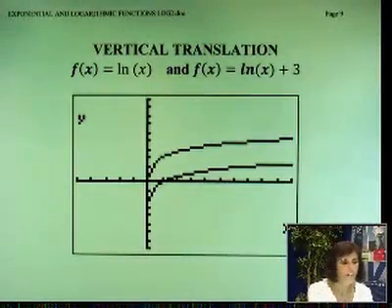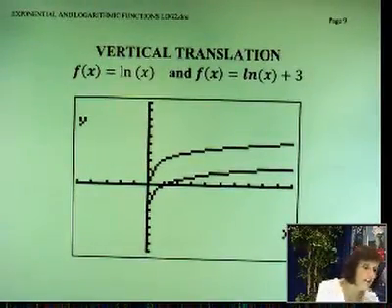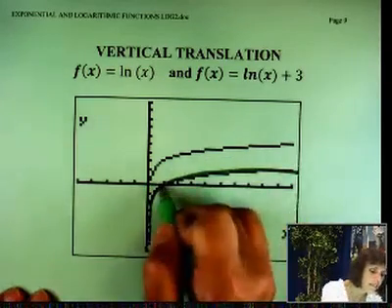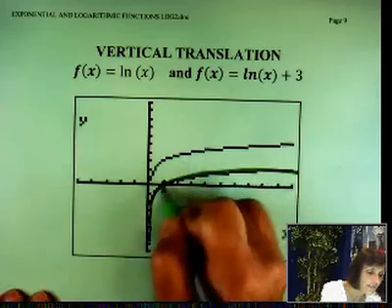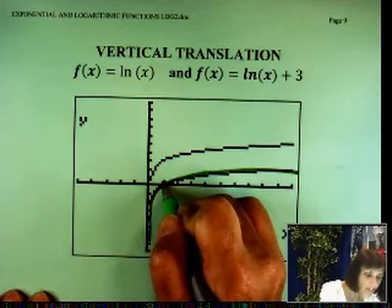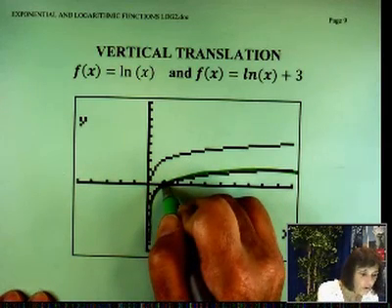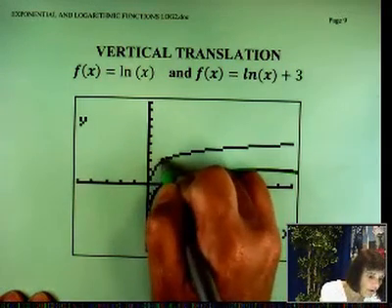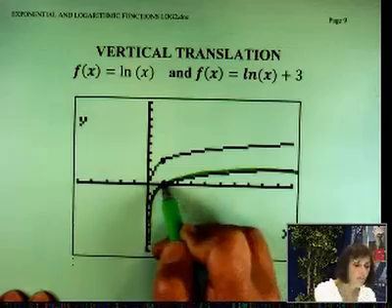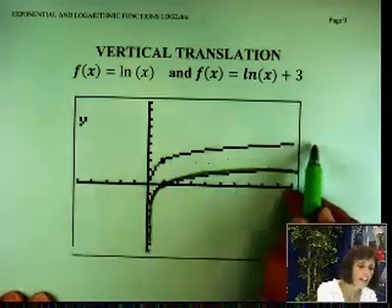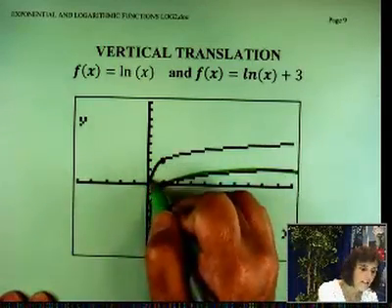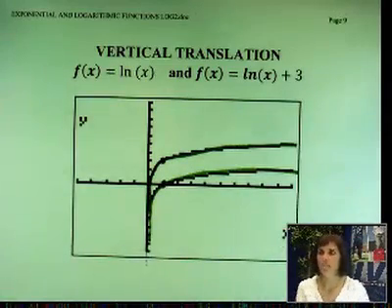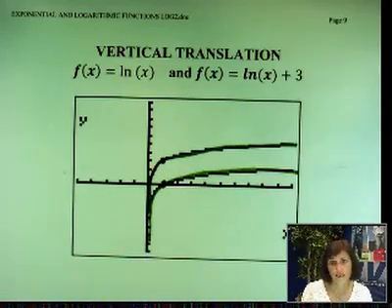How do you do vertical translations in logarithms? ln of x. Go with the intercepts. Here's 1, 0. What will happen to it? It was 0. Now it's 3. 1, 2, 3. Here we go. So this will move to that. It will still go like that. They're going to stay parallel, but the vertical asymptote is going to stay at 0. Vertical translation of ln.